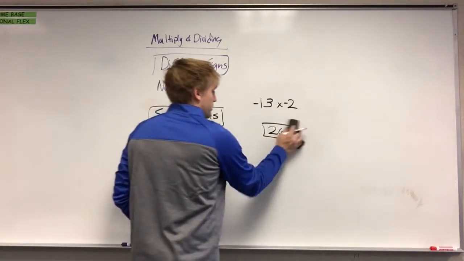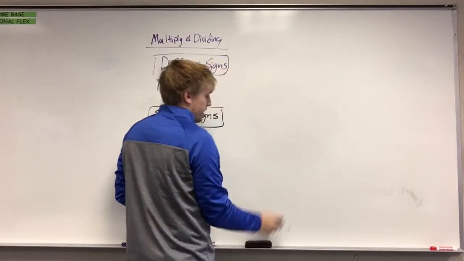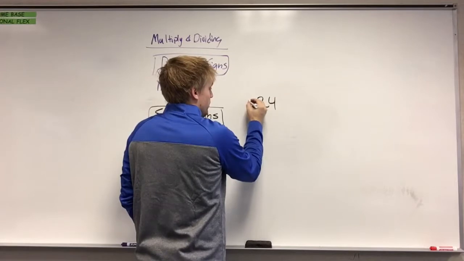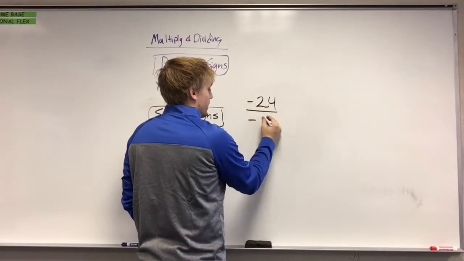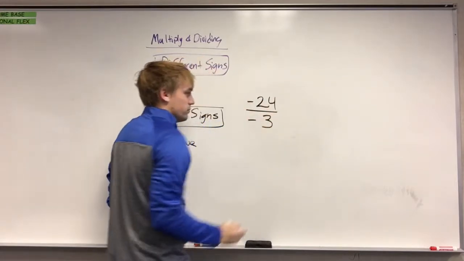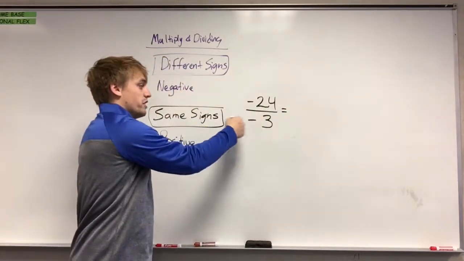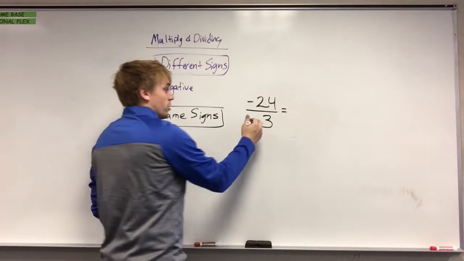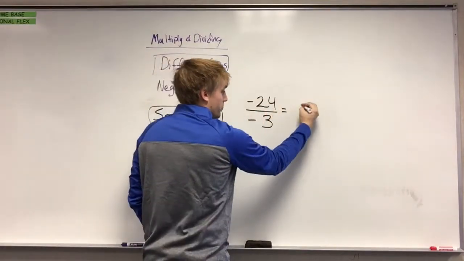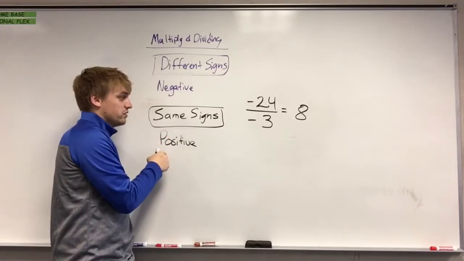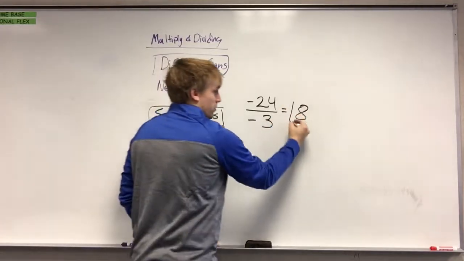Let's divide one. I kind of forgot about dividing. Let's say we had negative 24 divided by negative 3. 24 is negative, 3 is negative, so we're going to just divide 24 divided by 3, which is 8. Since they both have the same sign, they're both negative, the answer is going to be positive.